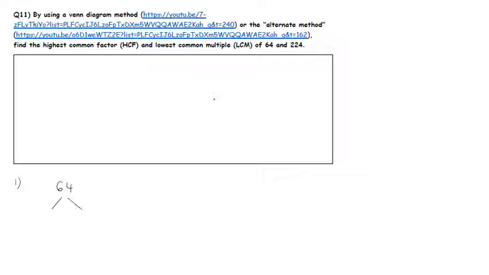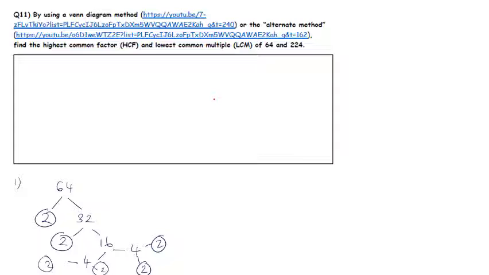So 2 goes into 64, 2 times 32, and 2 is prime. 2 times 16 makes 32, and 2 is prime. 4 times 4 gives me 16. Neither of those are prime, but they both go into 2 and 2. So 64 can be written as 2 times another 2 times another 2 times another 2 times another 2 times another 2.